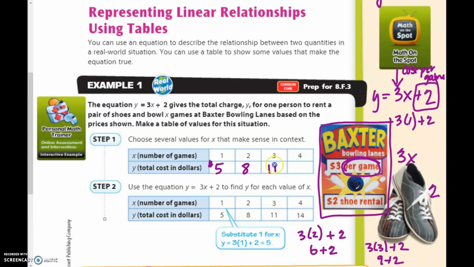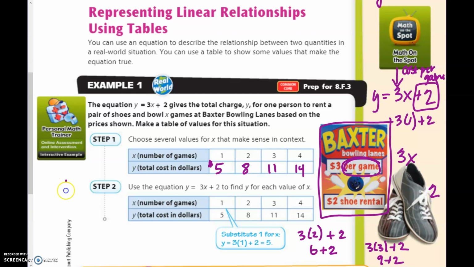So we end up with 11. And then if we plug a floor in there, we end up with 14, which is this exact second chart here. So if you bowl one game, it's going to cost you $5, $3 for the game plus the $2 for bowling. Okay, so now let's just think about this, if this is proportional or not.